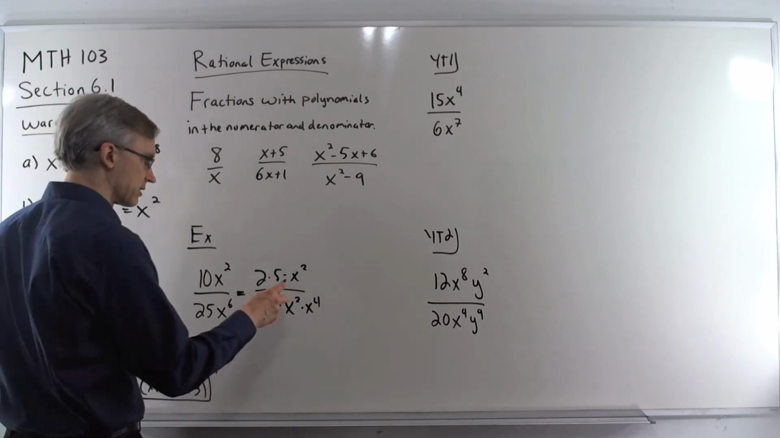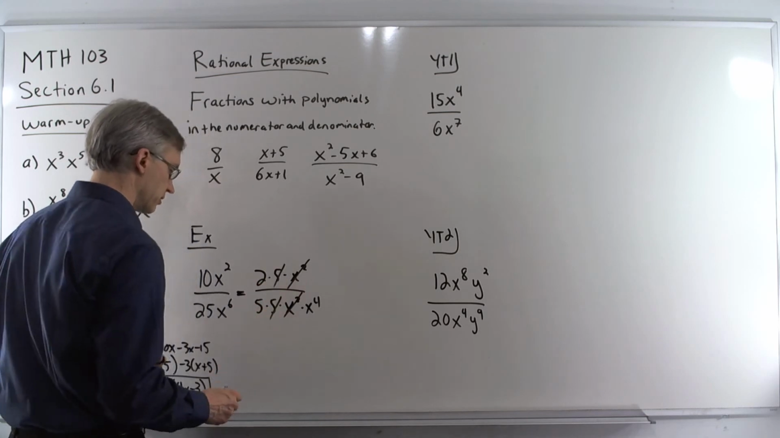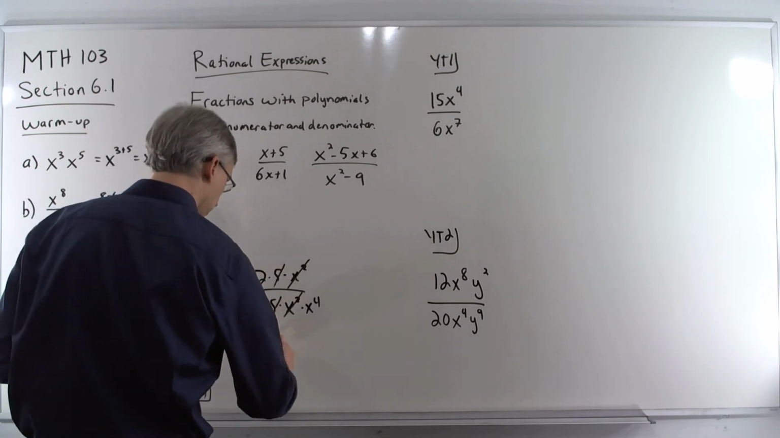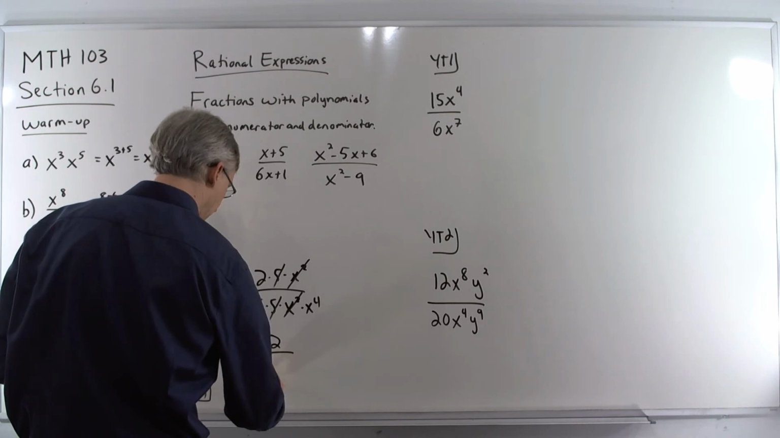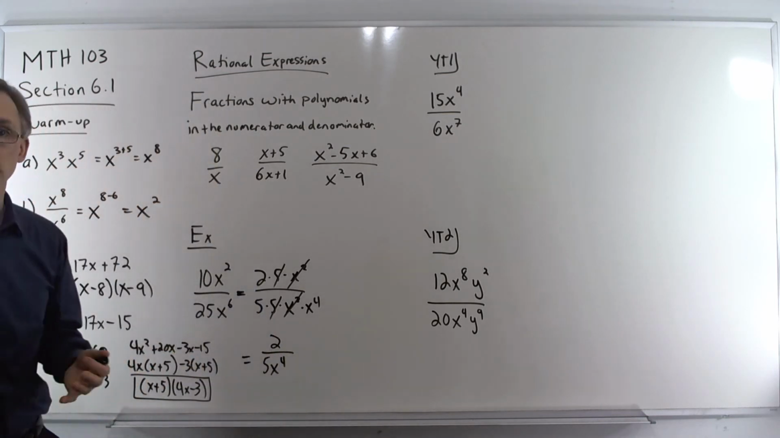All right, now we can cancel anything that matches. The x squareds match, so those cancel. Then the 5's match. So what do we have left? We've got a 2 on top, and we have 5x to the 4th power on the bottom. So that's one way to do it.